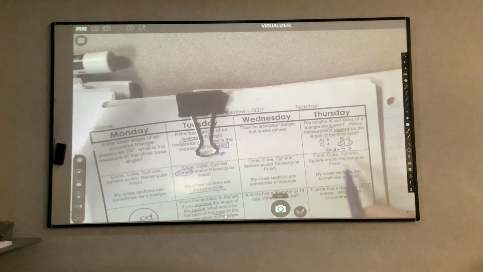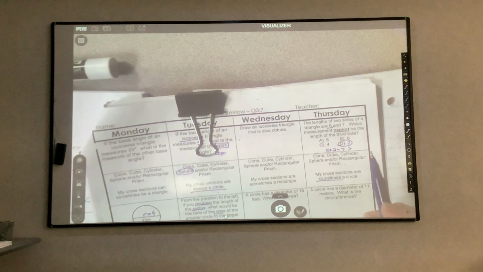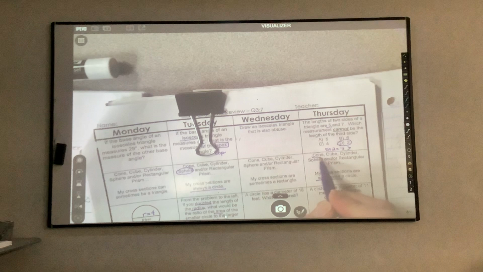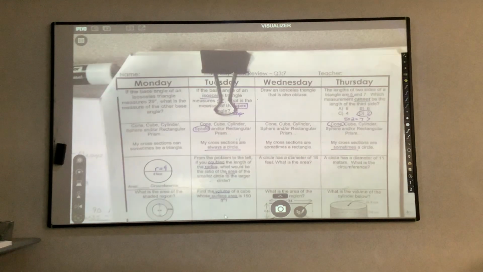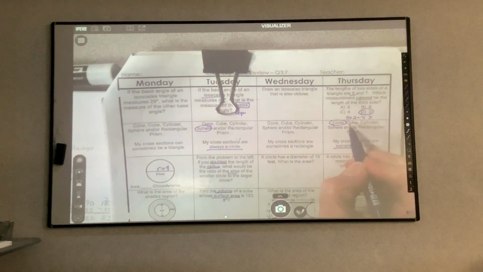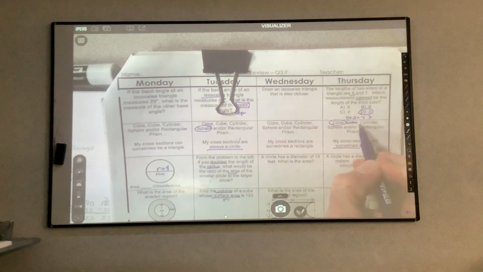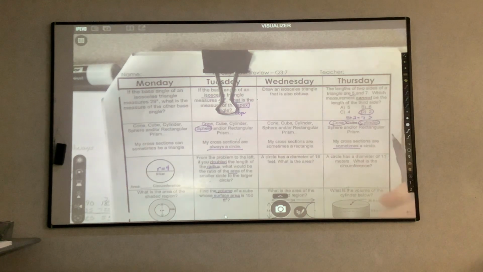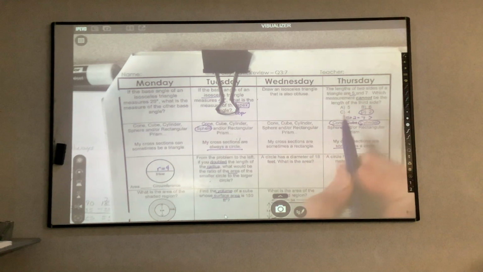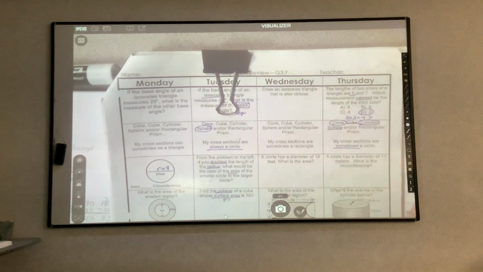Cone, cube, cylinder, sphere, and or rectangular prism. My cross sections are sometimes a circle. So sometimes a circle would be a cone, because it's sometimes a circle or a triangle. Cube, you can definitely not have a circle out of there. Cylinder is sometimes a circle, because the other thing it could be is a rectangle. And rectangular prism, you cannot ever get a circle out of that. Sphere is not one, because spheres are always circles.